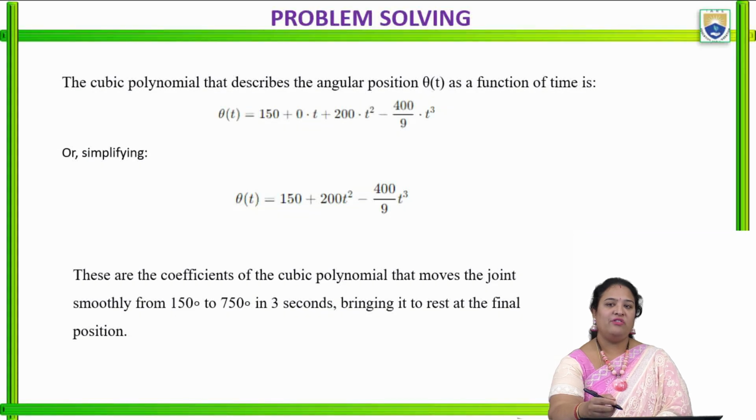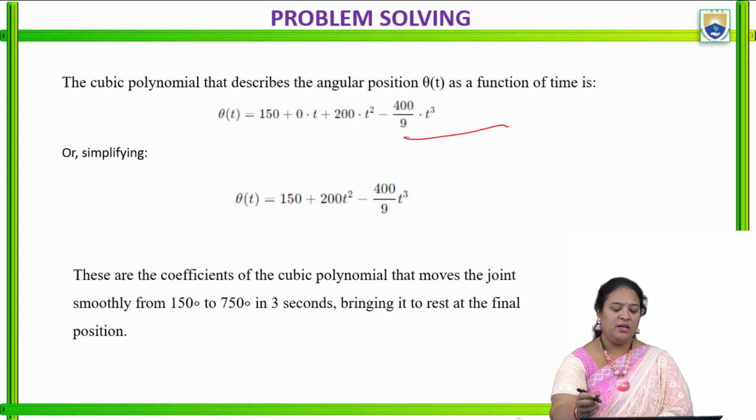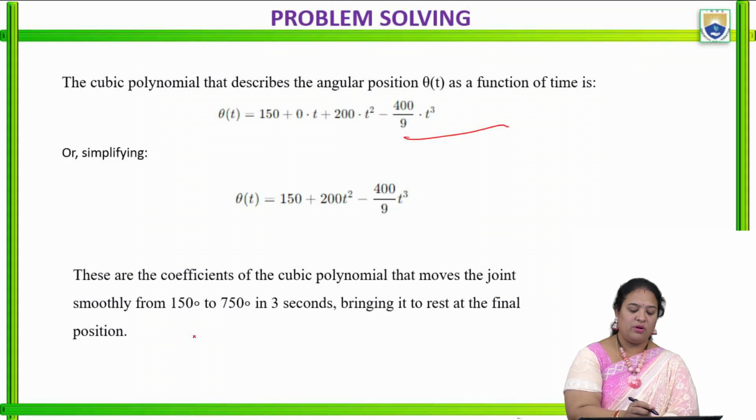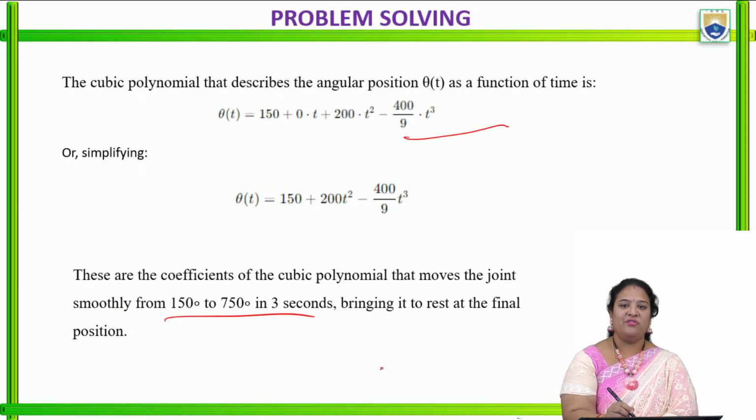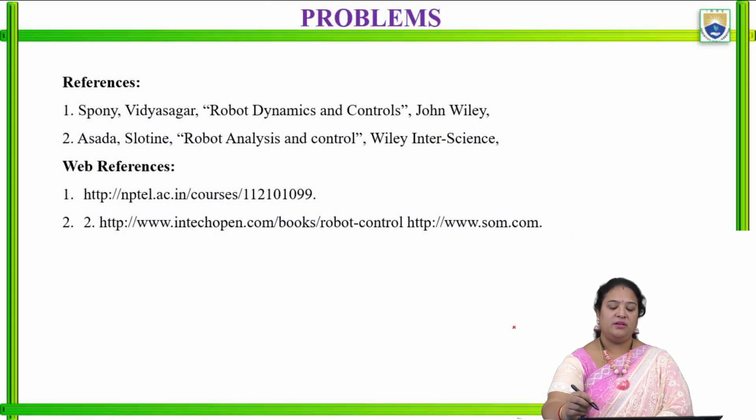So by simplifying this particular equation, we will be writing theta of t is equal to 150 plus 200 t square minus 400 by 9 t cube. Therefore, these are the coefficients, that is 150, and at 750 in 3 seconds, bring it to rest in the final position. Right? These are the references which we have gone through.